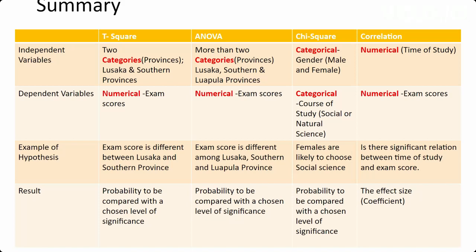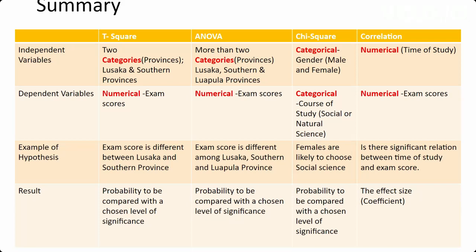You are using words under your independent variable. Here, we are under independent variables. What are your independent variables when you are using t-square? We are using categories. We are using provinces, which we looked at, Lusaka and Southern provinces. That's under t-square. You are using categories. Your independent variables are numerical. You are looking at your exam scores.